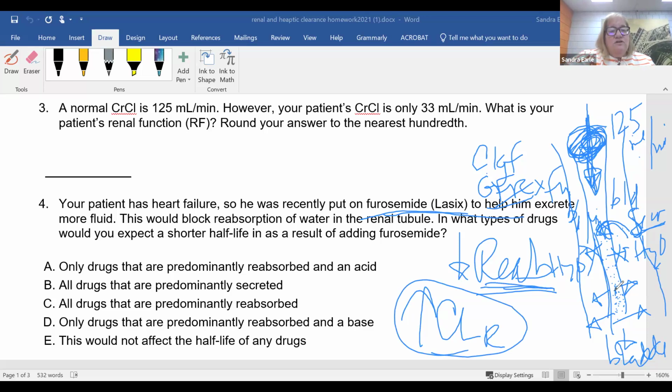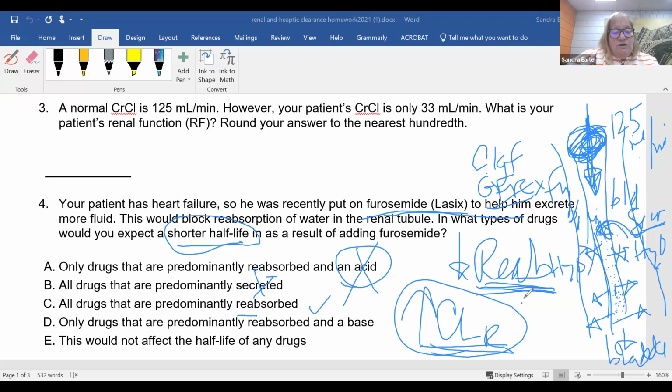So in which type of drugs would you expect a shorter half-life? So you're increasing the clearance, therefore you're decreasing the half-life. So we're going to be just looking for reabsorbed drugs, right? So only drugs that are predominantly reabsorbed and an acid? Well, we don't care if it's an acid or a base. All drugs that are primarily secreted? Nope, secretion doesn't have anything to do with this. All drugs that are predominantly reabsorbed, yes. Only drugs that are predominantly reabsorbed in a base? No. And this would not affect the half-life? No. So our answer is C here.